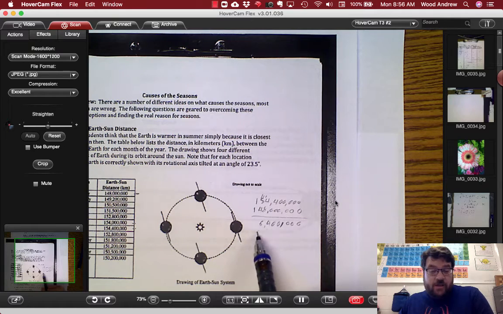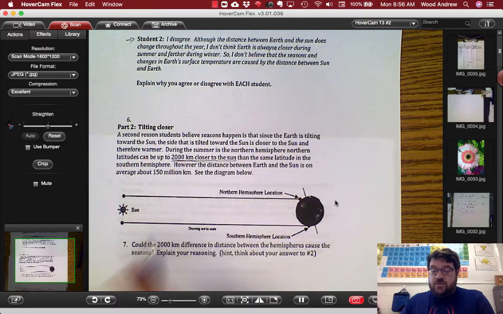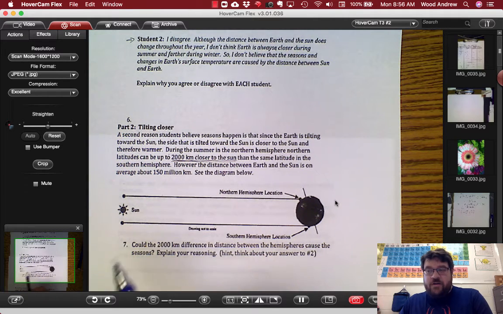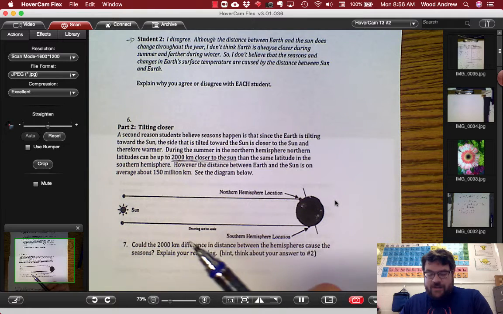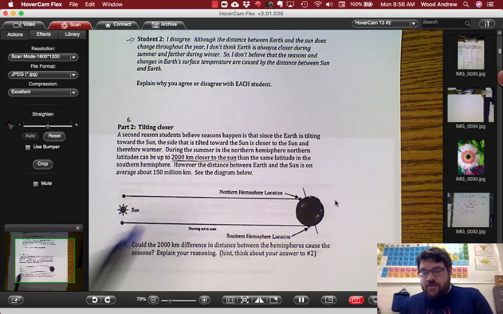Compared to 6,400,000 kilometers, 2,000 kilometers, not very much. So let's think about this logically, because we're logical people. That's what science is all about, right? If 6 million kilometers doesn't make a difference, would 2,000 kilometers make a difference?